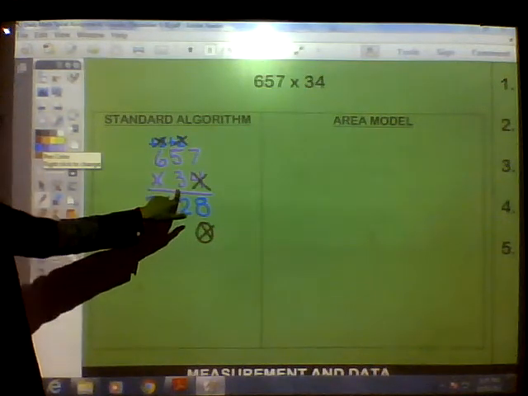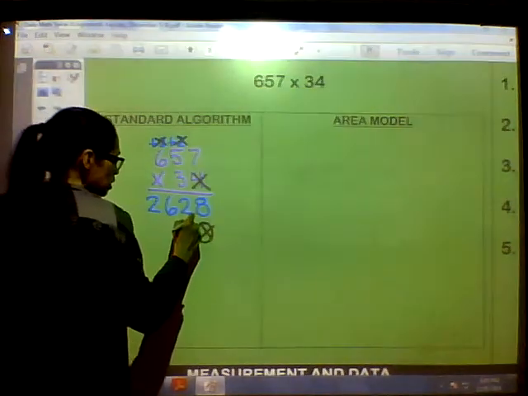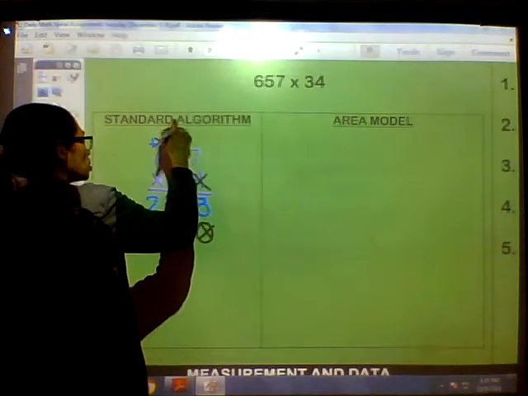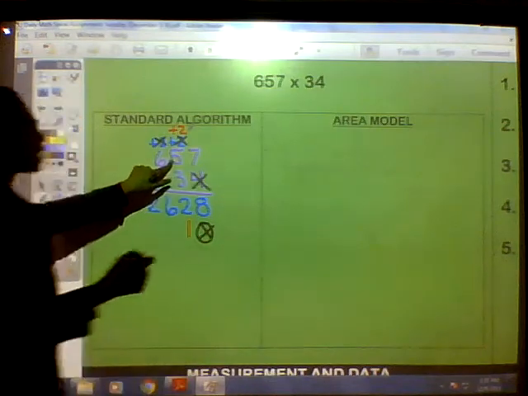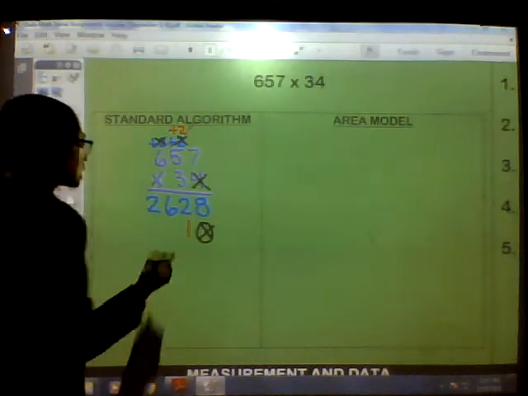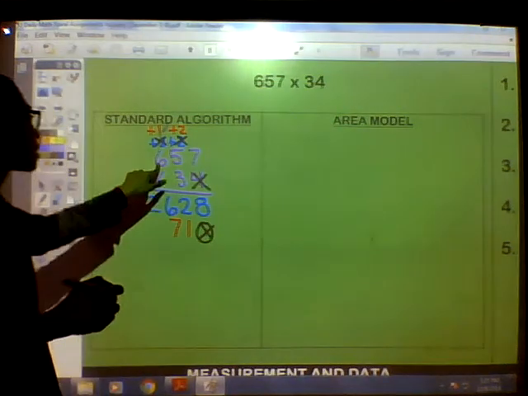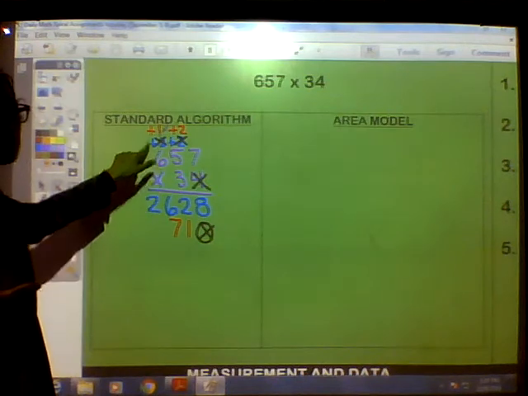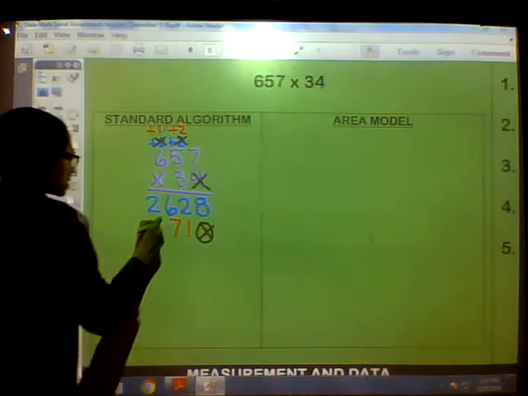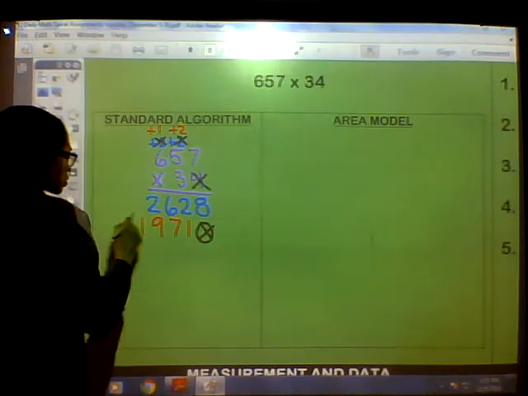Let's multiply that 3. 3 times 7 is 21. Write the 1 plus 2. 3 times 5 is 15 plus 2 is 17. Write the 7 plus 1 at the top. And 3 times 6 is 18 plus 1 more is 19. Now what do we do? Add those together.